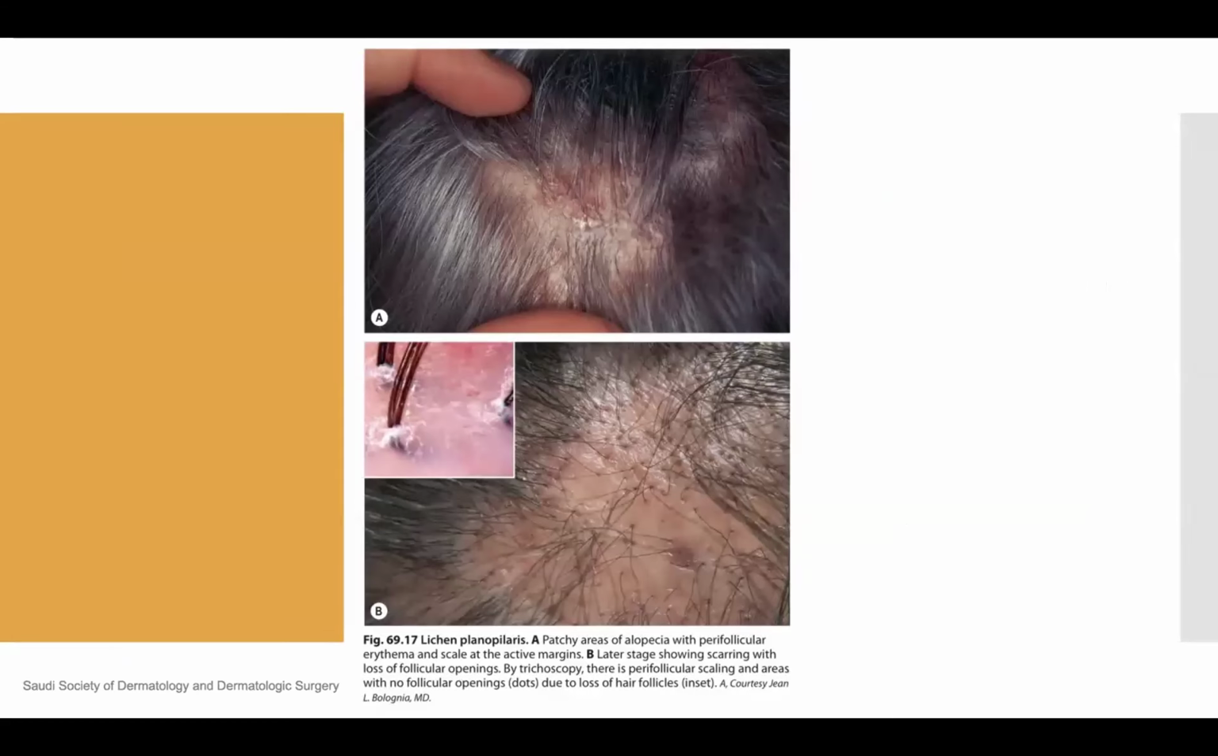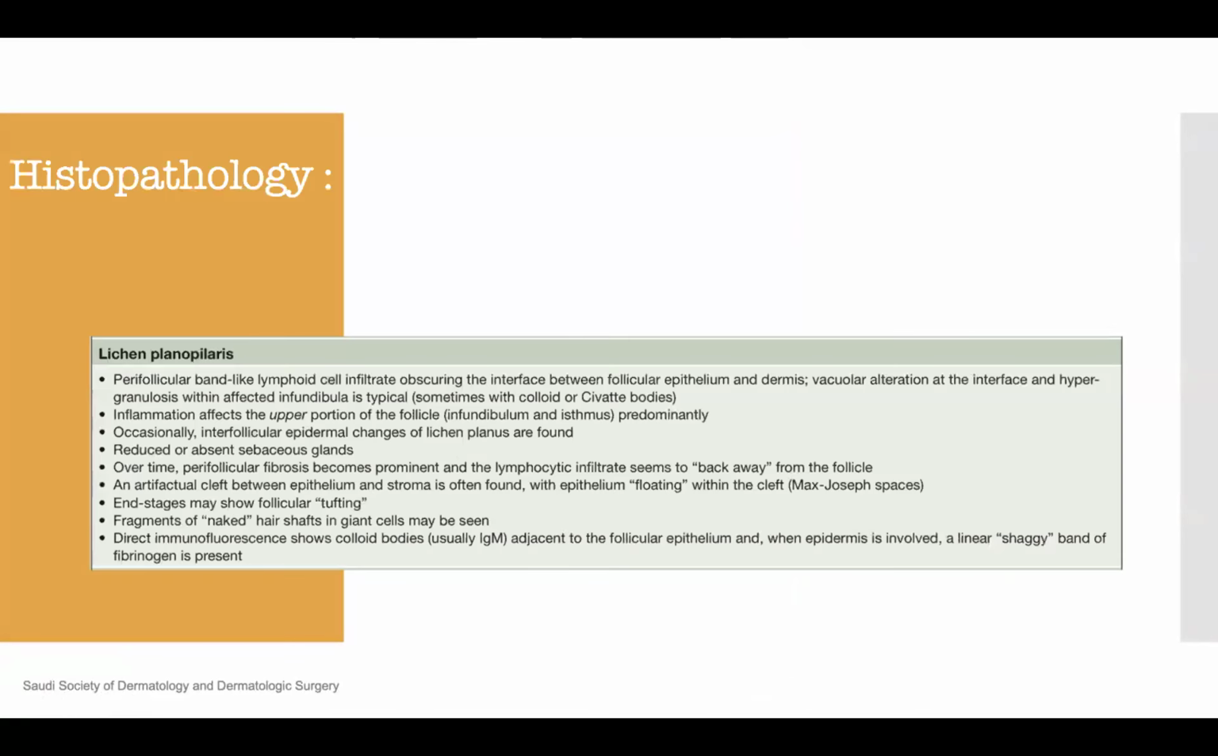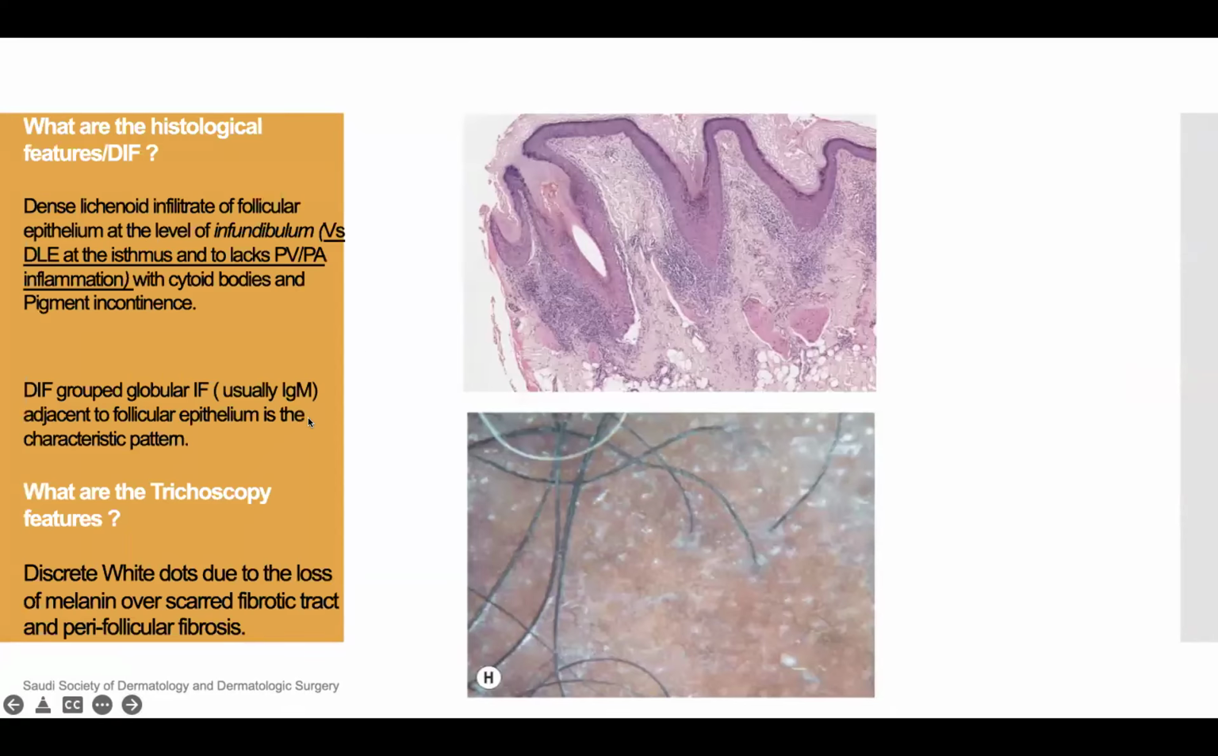As we can see here in the picture, there are patches of alopecia with perifollicular edema and scales. And later on, there is complete scarring, as you can see here. In trichoscopy, there are perifollicular scales and areas with no follicular openings, which is considered a chronic or later stage of lichen planopilaris. And this is the histopathology of lichen planopilaris.